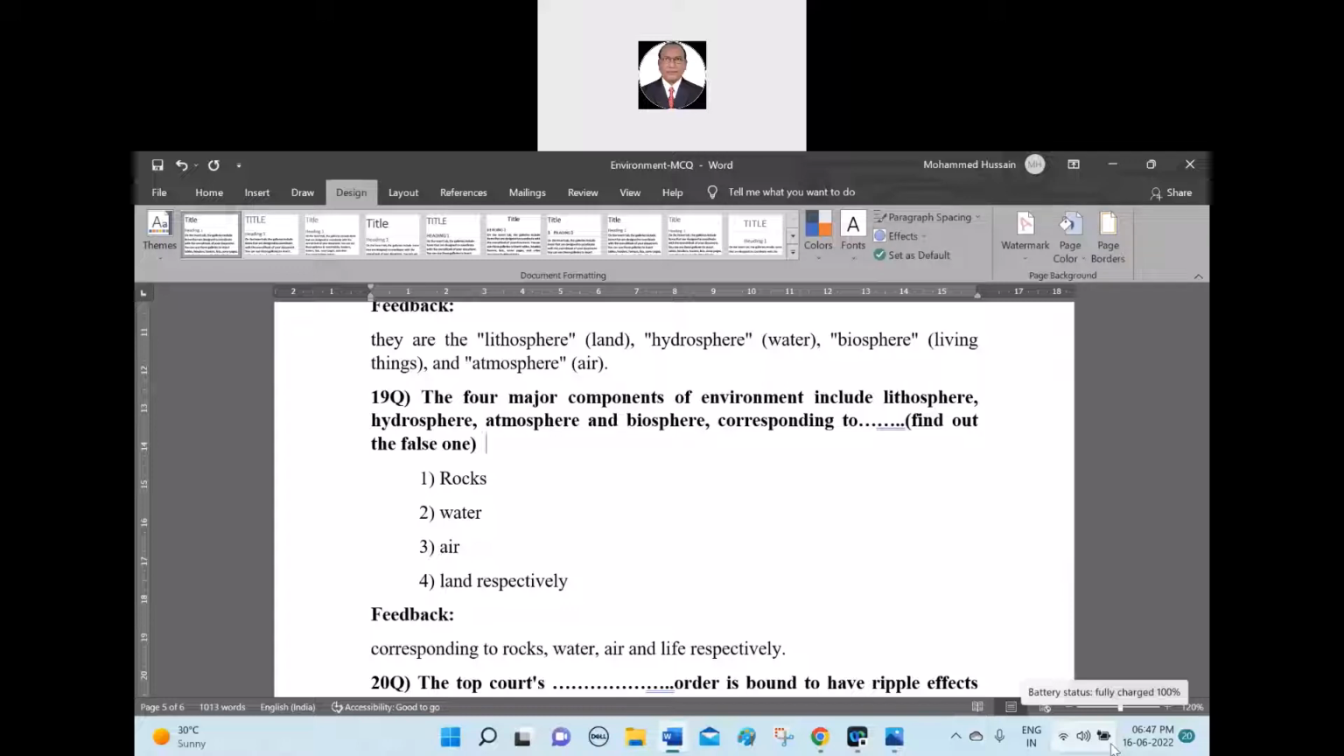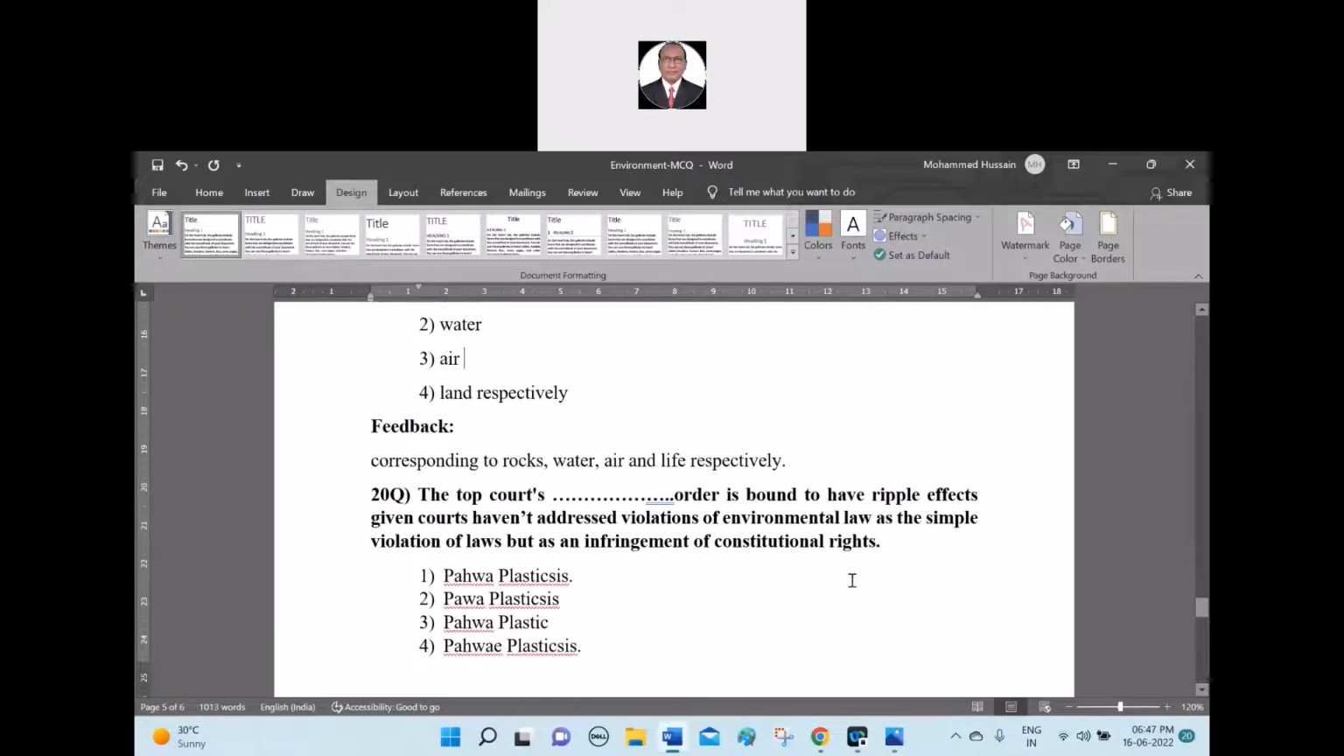So hence, the answer for the 19th question is? Land respectively. Fourth option, land respectively. Yes, anyone can unmute and read.